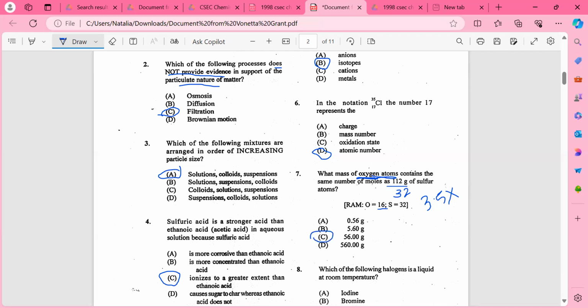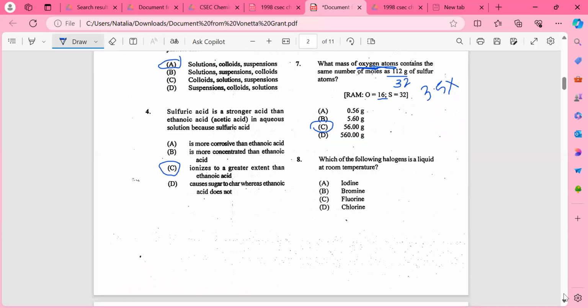Which of the following halogens is a liquid at room temperature? That's going to be bromine. Iodine is a solid. Fluorine and chlorine are gases. Bromine is a liquid.